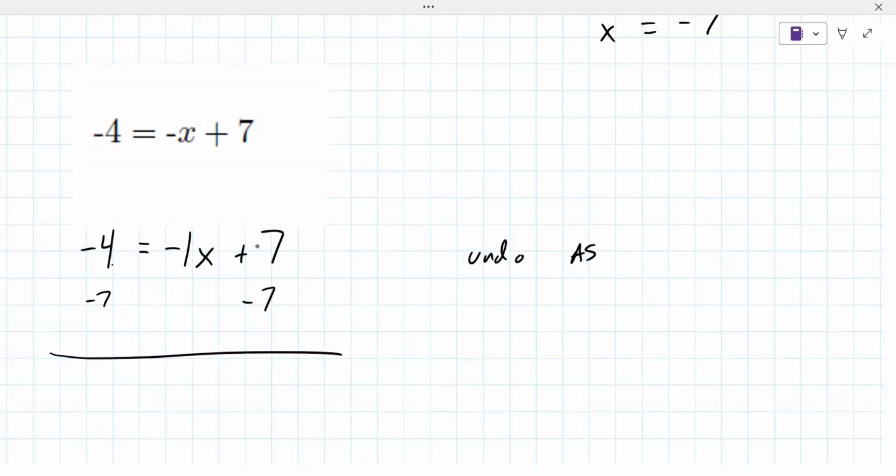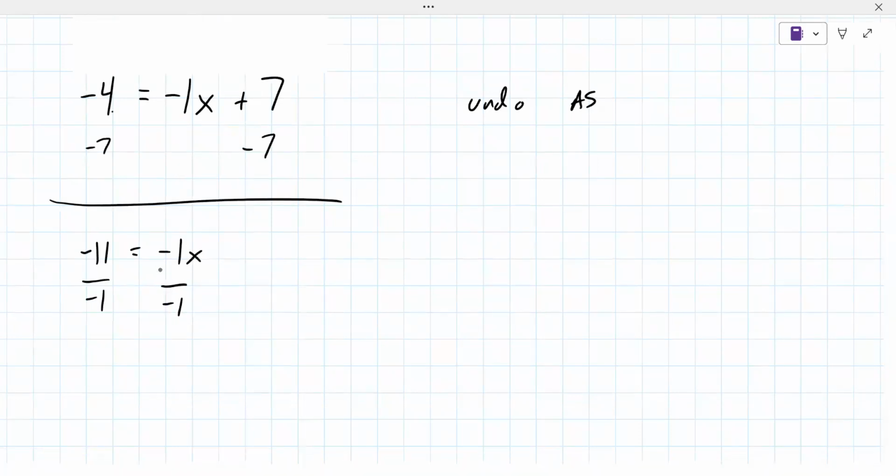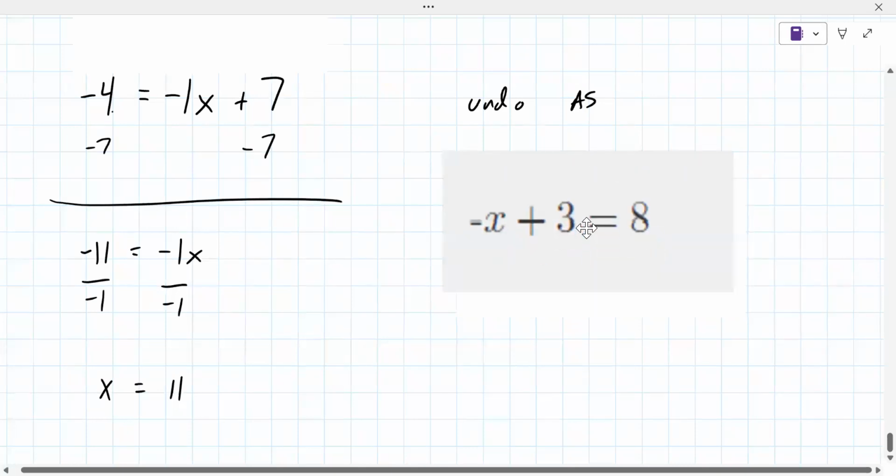So we get -11 equals -1x, and then you undo -1 by dividing by -1. So x equals 11. Okay. So let's close out here with you trying one that's really similar. Try this one here, and then we'll close out for the day.